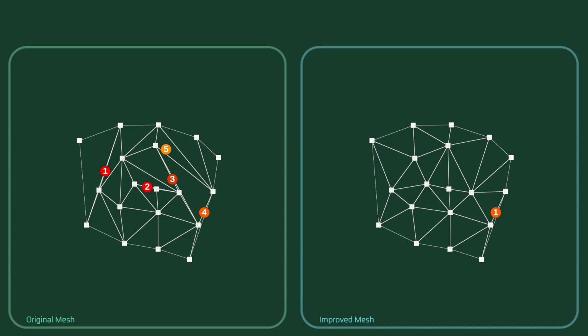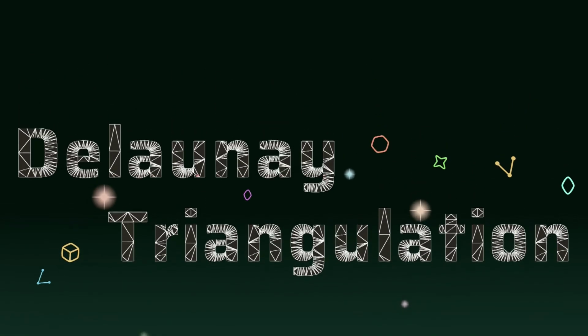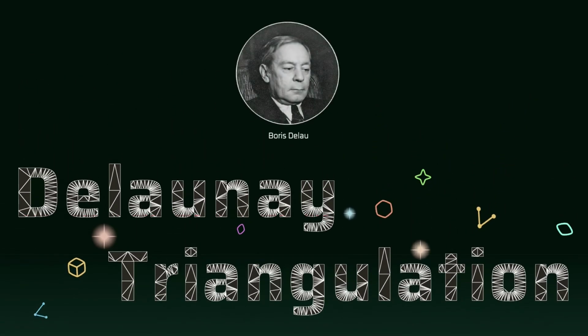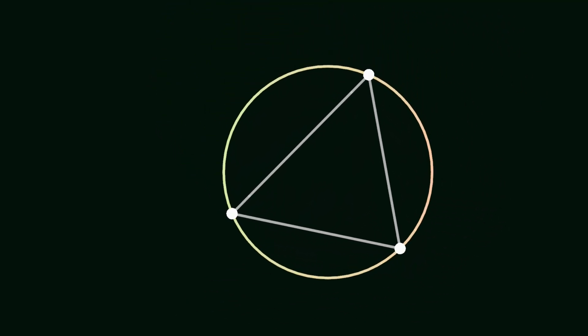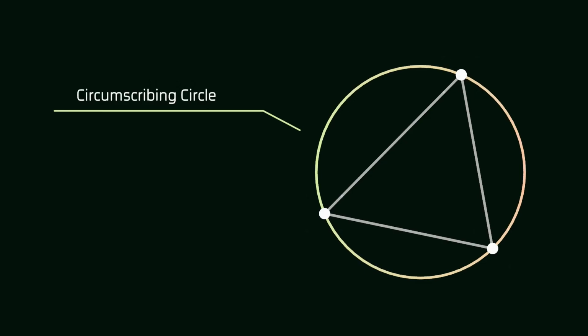But what kind of triangulation do we have on the improved mesh? Well, the answer, as you must have guessed, is a Delaunay Triangulation, named after Boris Delaunay for his work on it in 1934. Let me explain. For every triangle, there exists a circle that touches all three corners of the triangle. We call this a circumscribing circle, or a circumcircle for short.